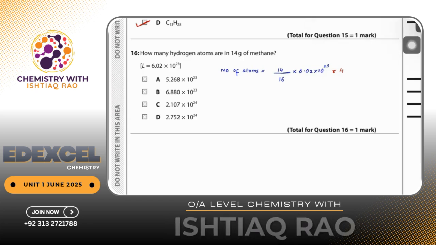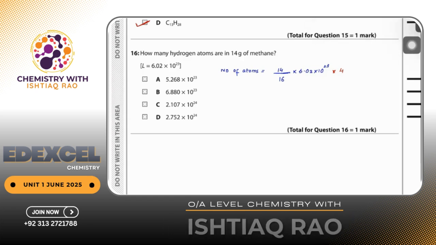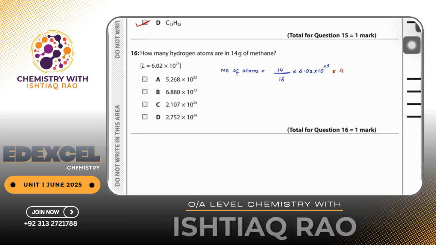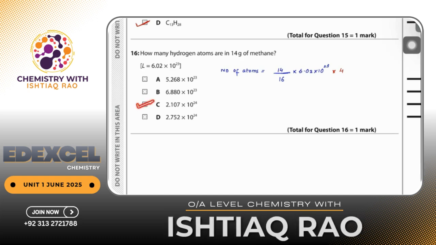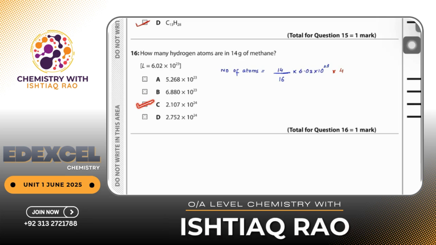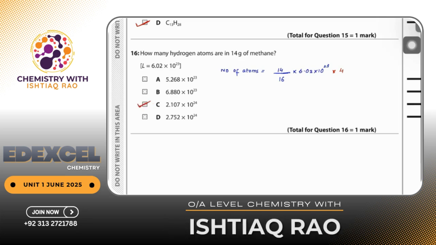What's the answer? Let me do this. It's 14 upon 16 multiplied by 6.02 times 4. It's going to be C. Yes. So C is correct, right?